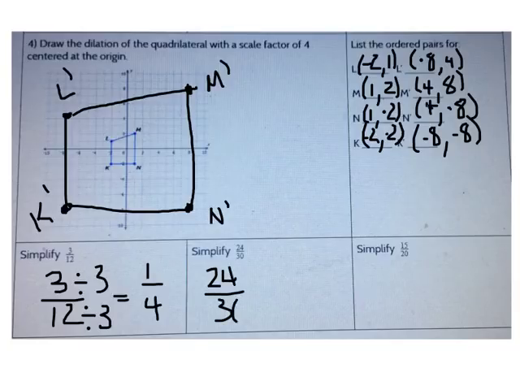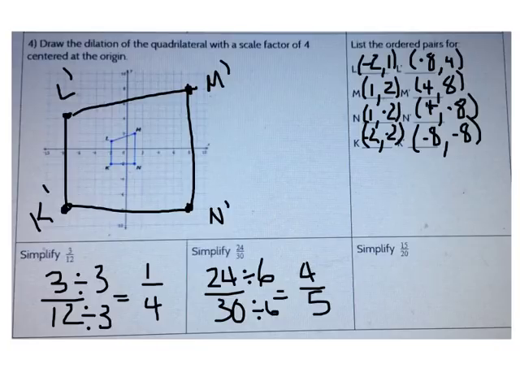Now simplify 24 over 30. What's the greatest common factor of 24 and 30? It's 6. When I divide both 24 and 30 by 6, what's my fraction written in simplest form? It's 4/5.